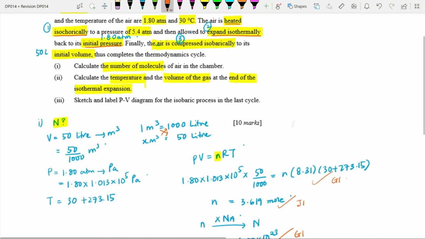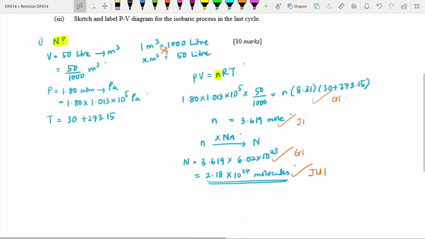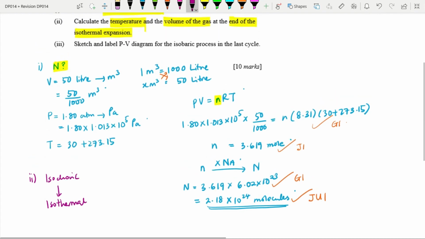Okay, so isochoric for question 2. The first process is isochoric and then isothermal. So now we focus on the end of the isothermal process. For the isochoric process, what happens is V is constant. So when V is constant, we apply Charles's law.